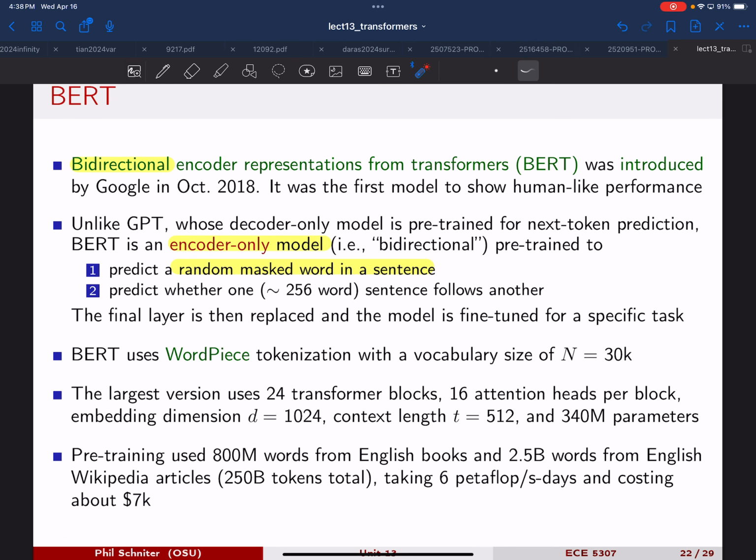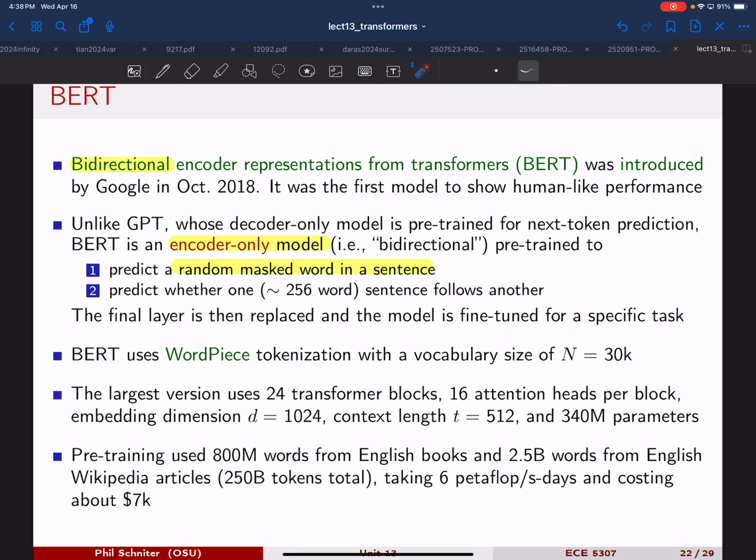And then it had another task. It was whether one 256-word sentence follows another or not. So for that, it really has to understand the meaning of an entire sentence to be able to distinguish whether one sentence follows another or not. So those are the two ideas. Still was unsupervised. And then the final layer is replaced, and the model is fine-tuned for a specific task.